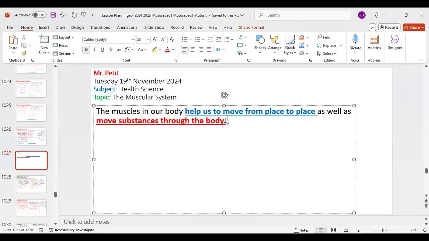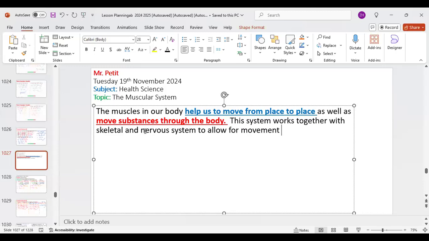So we have this system. What other system does this system work with to perform these actions? The system works together with what system? The nervous system. That's true, but what system does the muscular system work with? The skeletal system. Thank you. Because why the skeletal system? Because what are your muscles attached to? Your bones, right? So the system works with the skeletal system and the nervous system as well, because that's what helps it to move, to allow for movement.